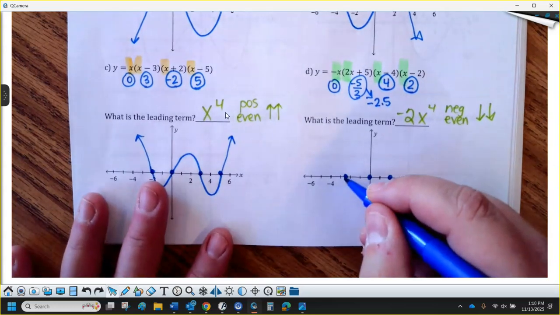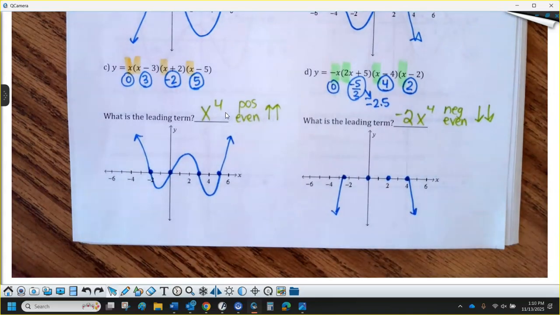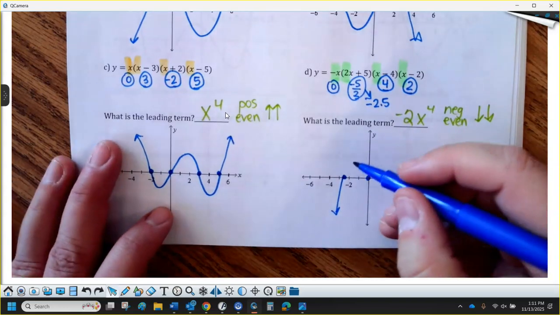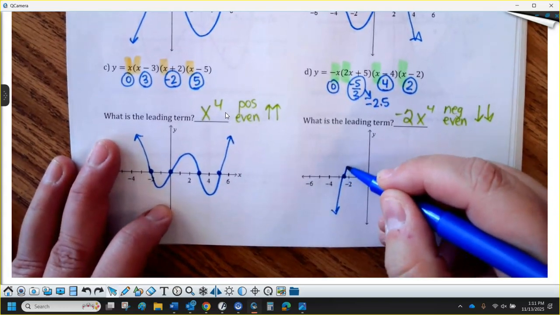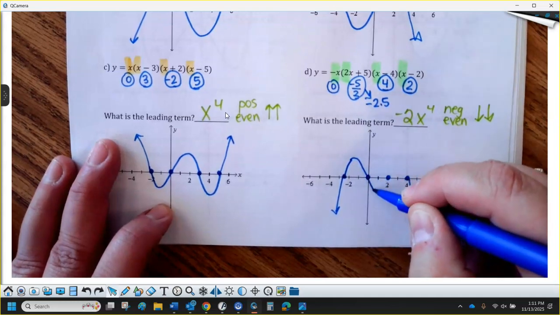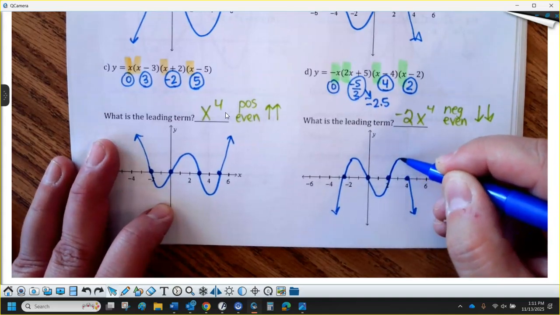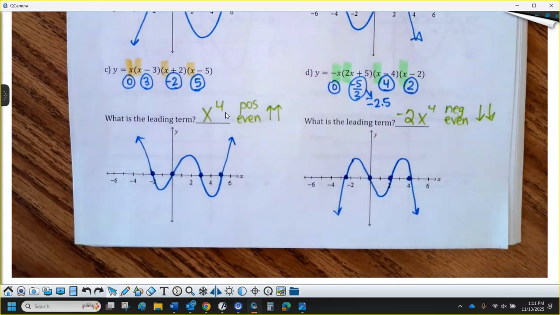I know because this is negative and an even degree that whatever's on the far left should point down. So that's that negative 2.5. Whatever's on the far right, which is the 4, should point down also. Then I'm just going to make waves through the x-axis. So I got to go through the negative 2.5, but I got to come back down to go through 0. Go through 0, but I got to come back up to go through the 2. And go through the 2, but I got to come back down to go through the 4. So it should look something like that.